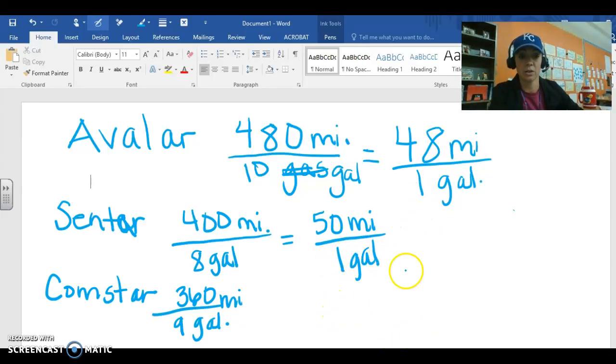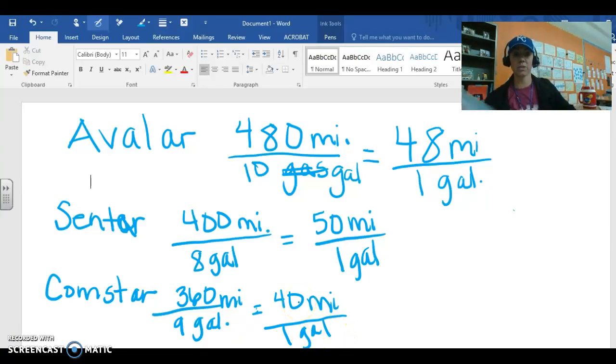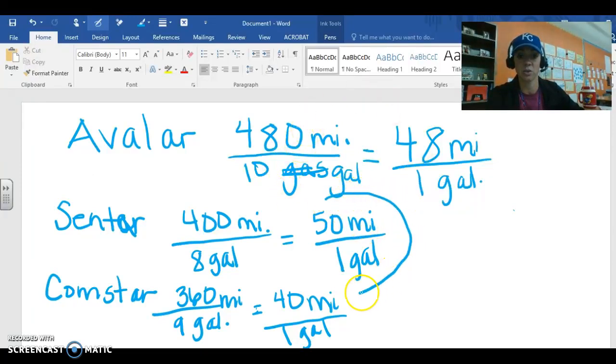All right, and down here for the Comstar, we divide 360 by 9 and we get 40 miles to every 1 gallon of gas. So when we take a look at our 3 unit rates here, 48 miles to 1 gallon of gas, 50 miles to 1 gallon, or 40 miles to 1 gallon, which one is going to be our best buy? And if you say the Centaur with 50 miles per gallon, then you are correct.